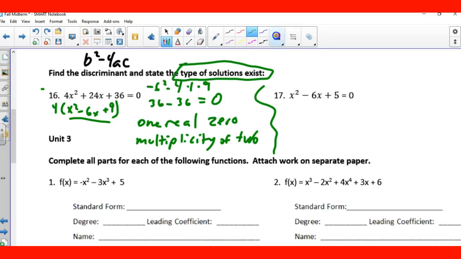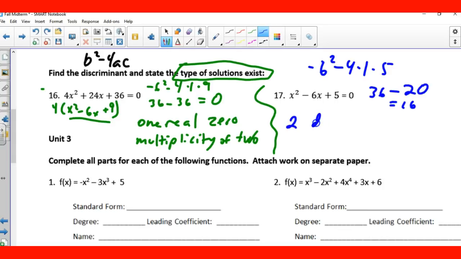Over here, a is 1, negative 6 is b, 5 is c. So we have negative 6 squared minus 4 times a times c. So we have 36 minus 20. 36 minus 20 is 16. 16 is a perfect square. Whenever your discriminant is a positive perfect square, that means you have 2 distinct rational zeros.